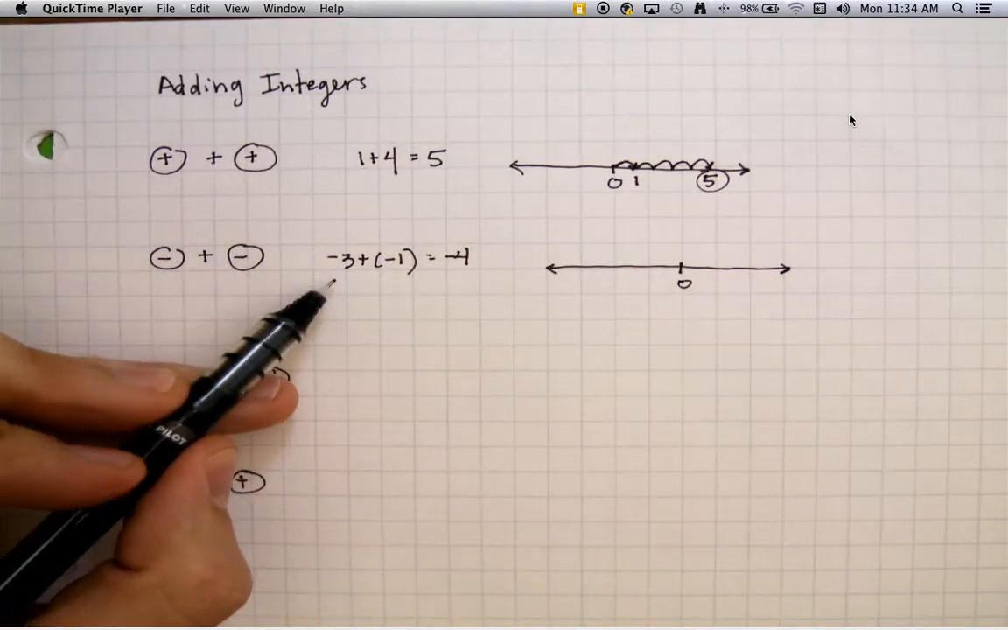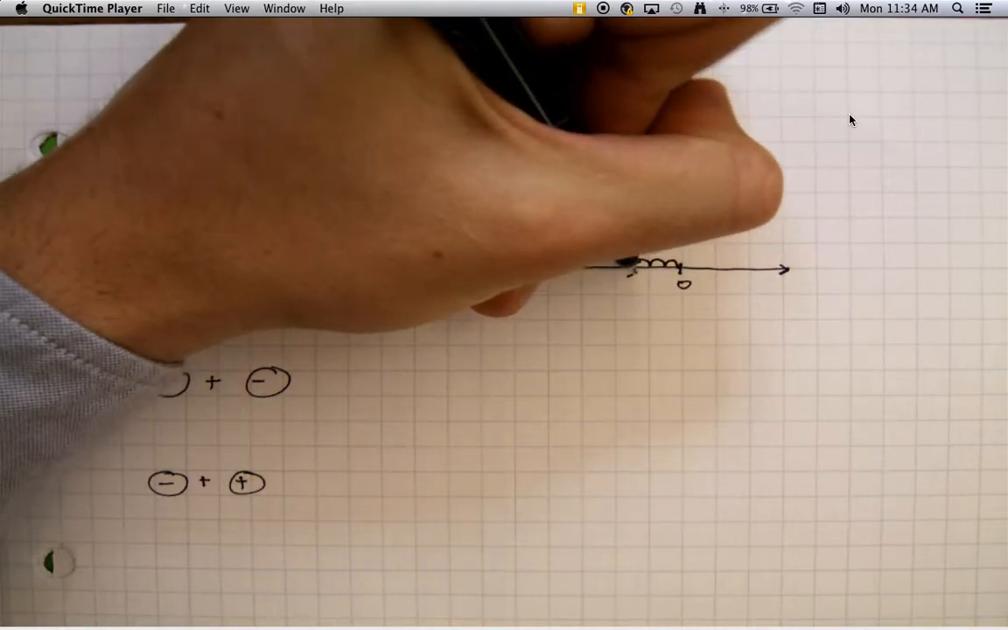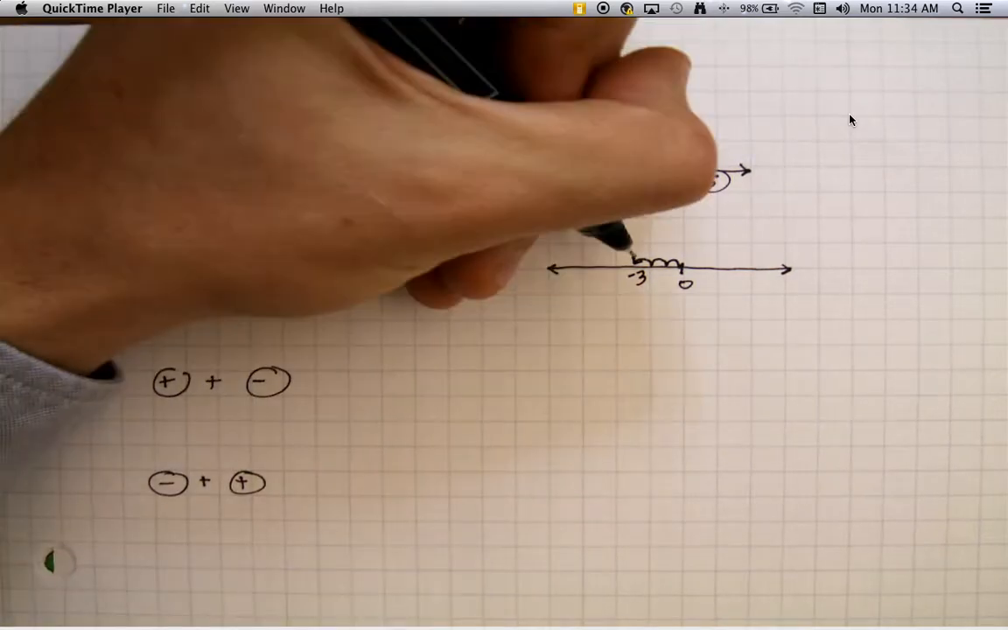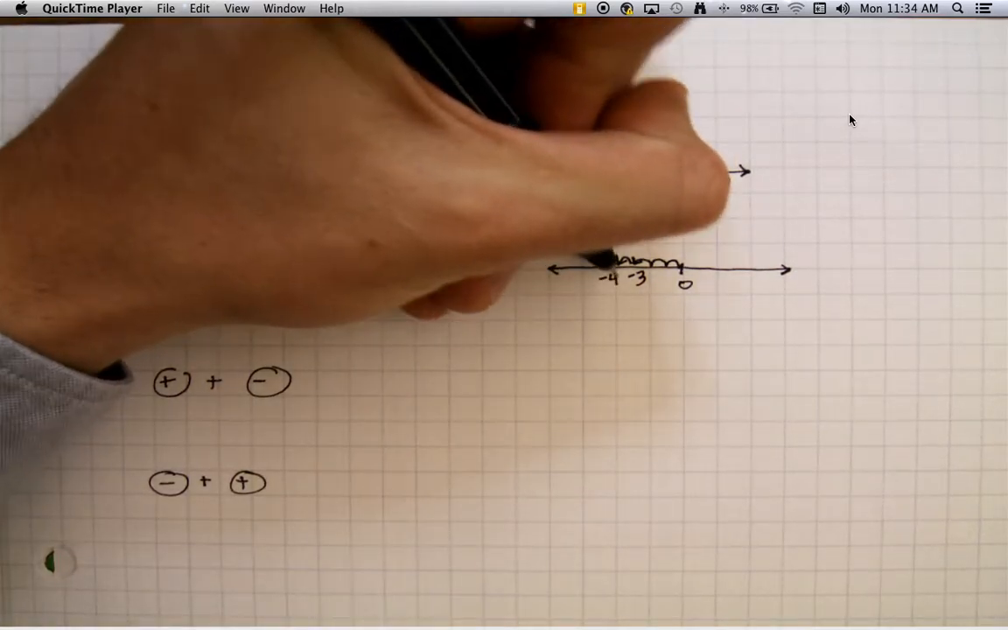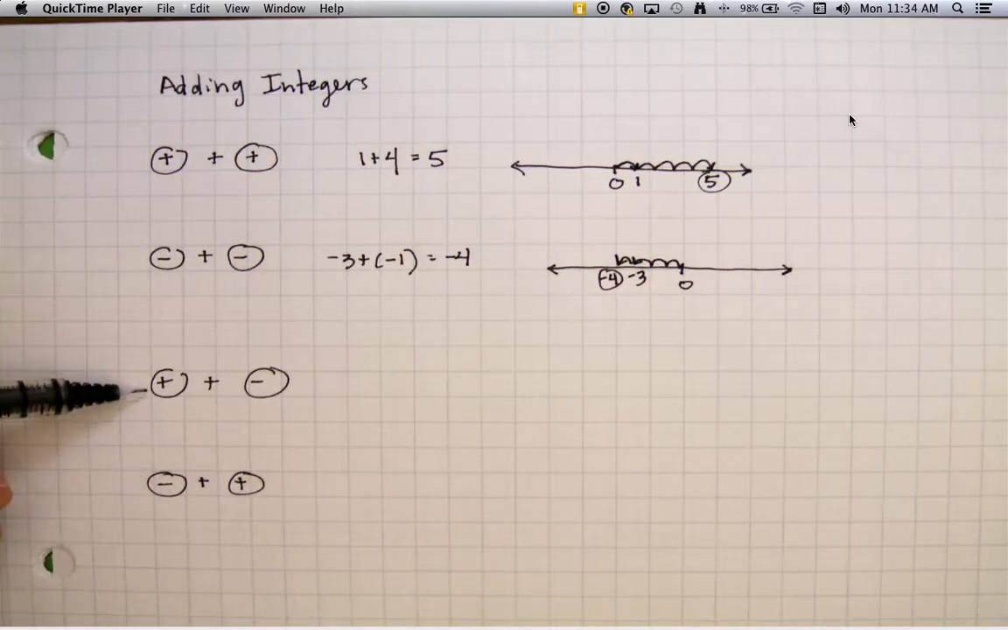jump back 3 spaces in the negative direction, that would go this way, to -3, and we're going to jump back 1 more space in the negative direction, which is going to take us all the way to -4. Now, in these 2 cases, the order doesn't so much matter. What really matters is which number has the larger absolute value. We'll talk about what that means.